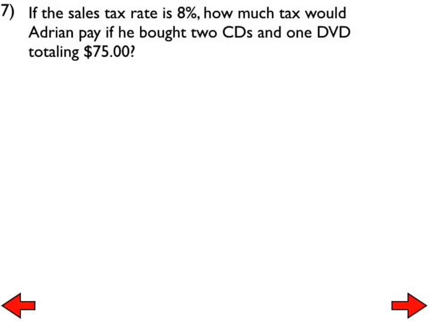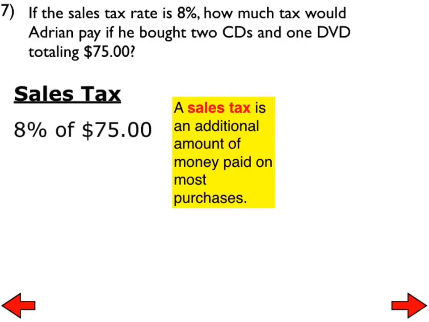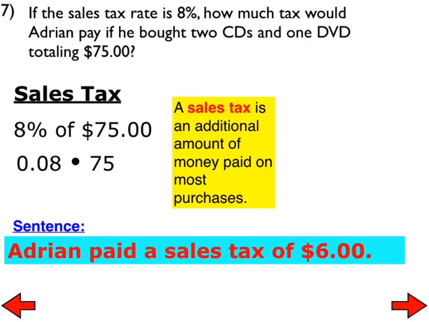All right, number 7 is about sales tax. If the sales tax is 8%, how much tax would Adrian pay if he bought 2 CDs and 1 DVD with a total of $75? So we're doing the same thing here. We want to find a sales tax, which is, remember, that extra money you have to pay when you buy stuff. So what is 8% of 75? So that's 0.08 times 75. Your answer should be that Adrian paid a sales tax of $6. So he had to pay the $75 for everything he bought plus an extra $6 of tax.